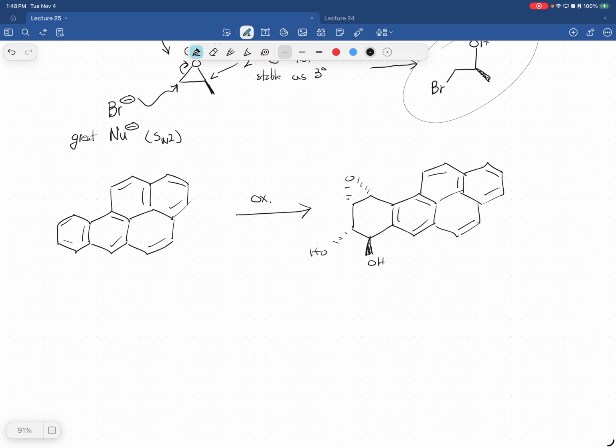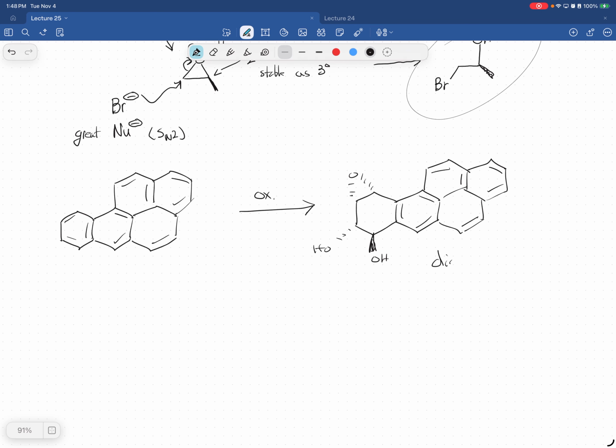So you breathe this in, your liver will get to this. We'll try to metabolize this. So this is called a diol epoxide. Okay. Well, if this accumulates in your body, this is a great electrophile, right? So what happens if you have some biological compound here, and it's nucleophilic? What do you think is going to happen?